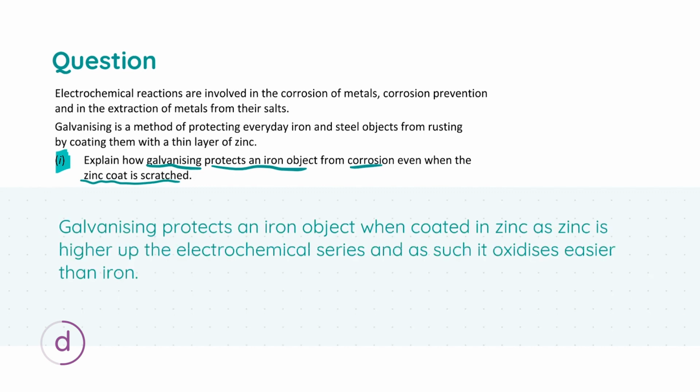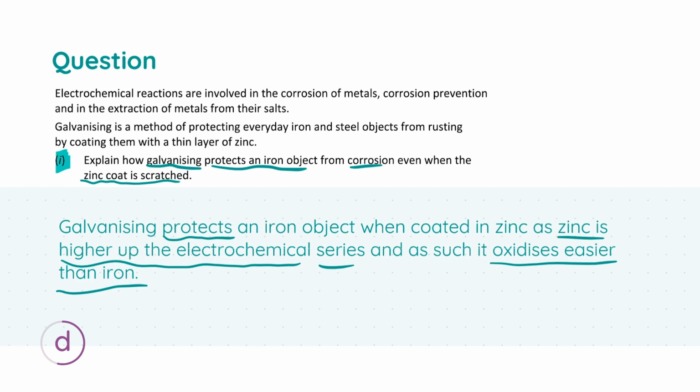So in this case, galvanizing protects an iron object when coated in zinc, as zinc is higher up the electrochemical series. So basically, as a result of the zinc being higher up the electrochemical series, it means that the zinc itself is oxidized much easier than the iron, and this is going to protect the iron object from any form of corrosion.